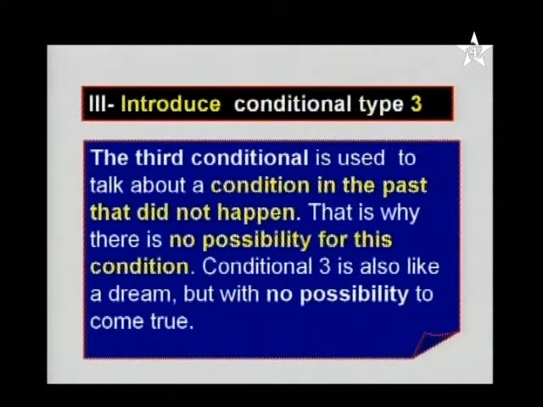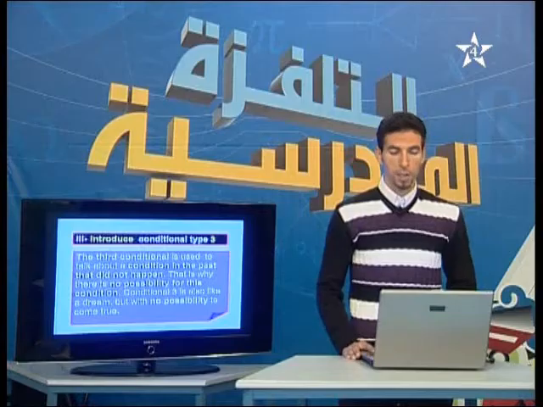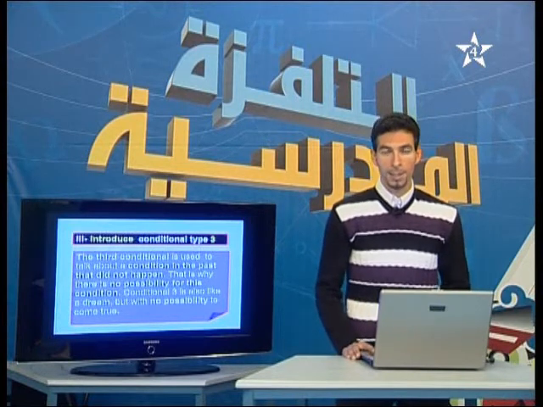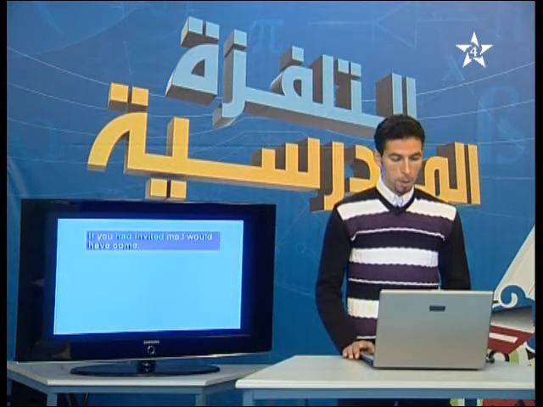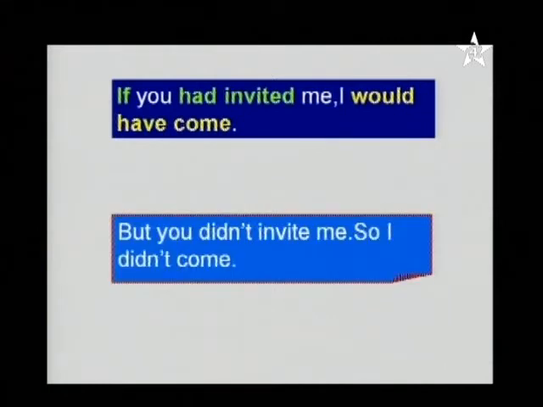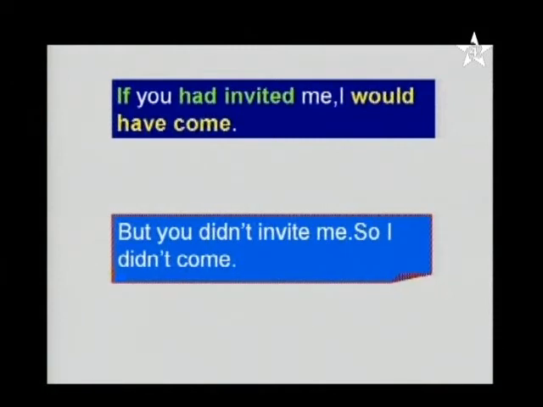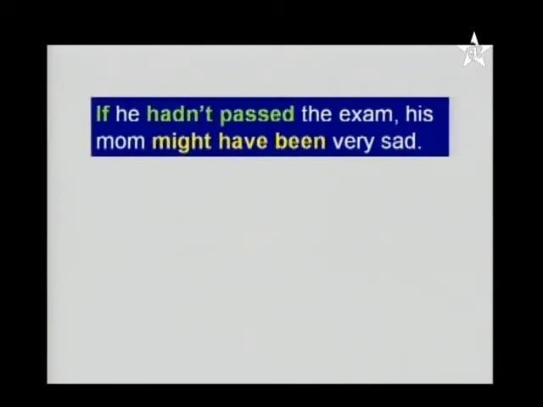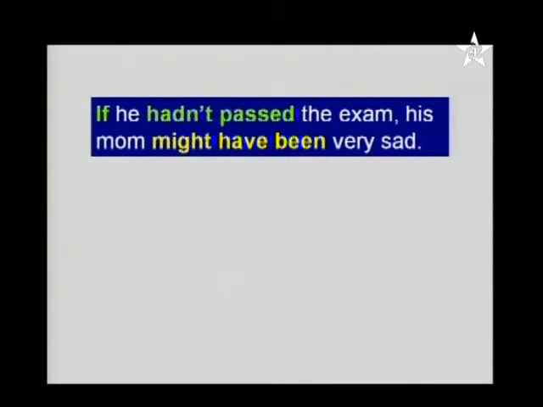The best label we can give conditional type 3 is the Shakespearean quote, "What is done can't be undone." Sentence 1. If you had invited me, I would have come. How can we interpret this sentence? But you didn't invite me, so I didn't come. Sentence 2. If he hadn't passed the exam, his mom might have been very sad.